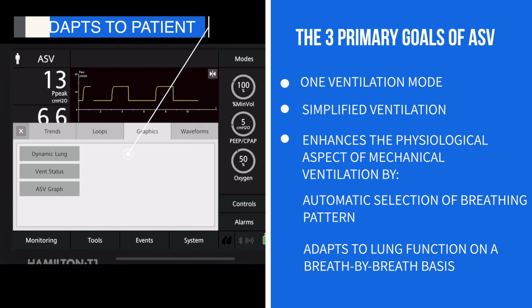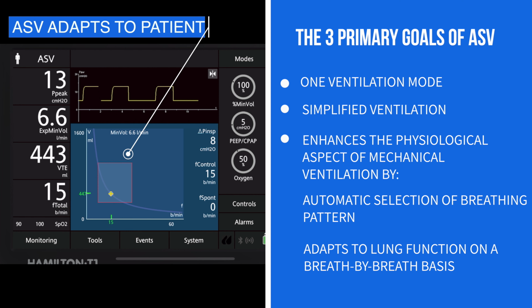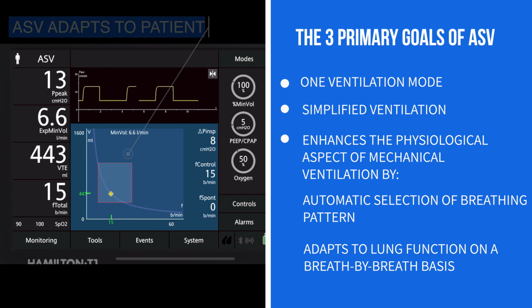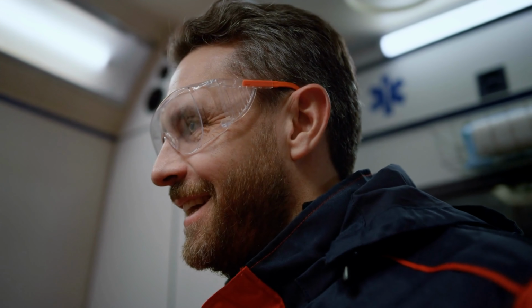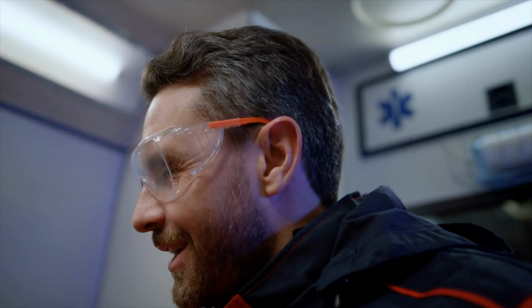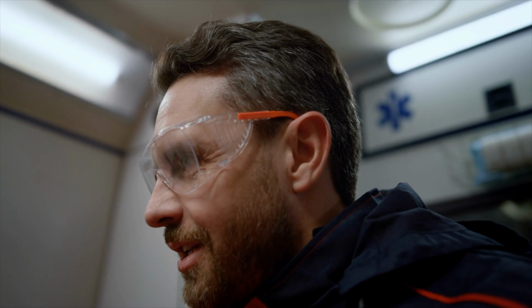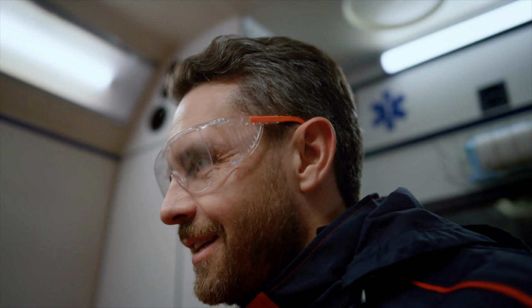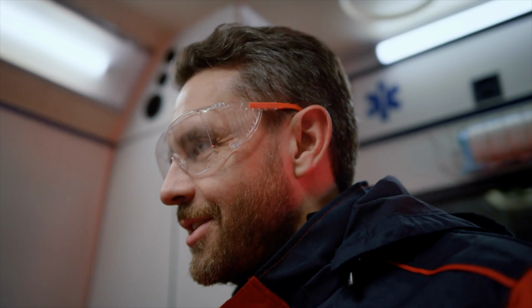ASV enhances the physiological aspect of ventilation by automatically selecting the breathing pattern and continuously adapting to changes in lung function on a breath-by-breath basis. This adaptability reassures healthcare providers that ASV is constantly monitoring and adjusting to the patient's condition, providing a secure and reliable method of patient care.